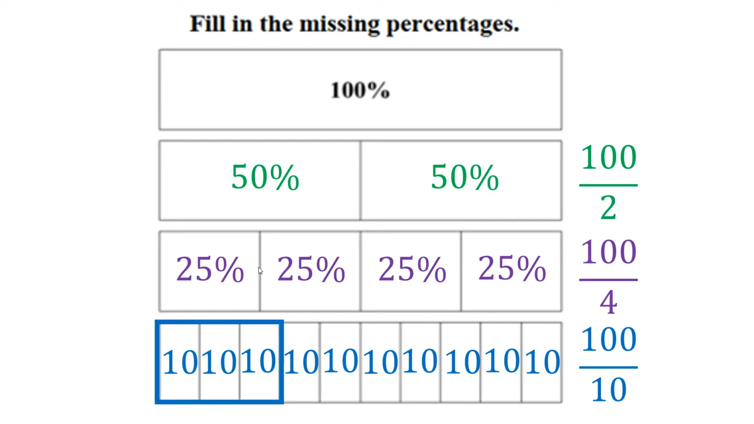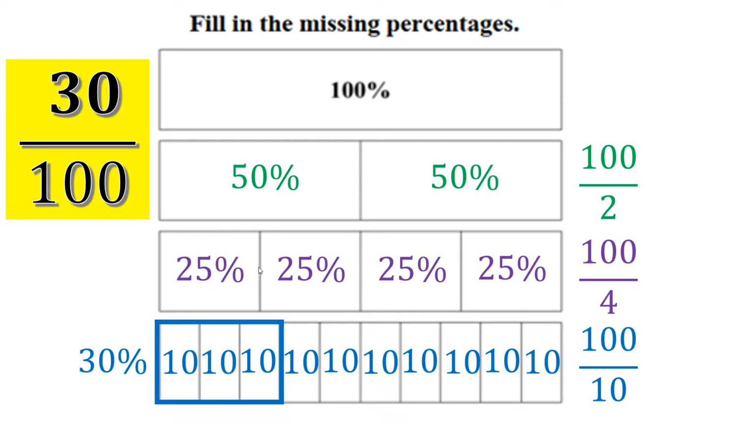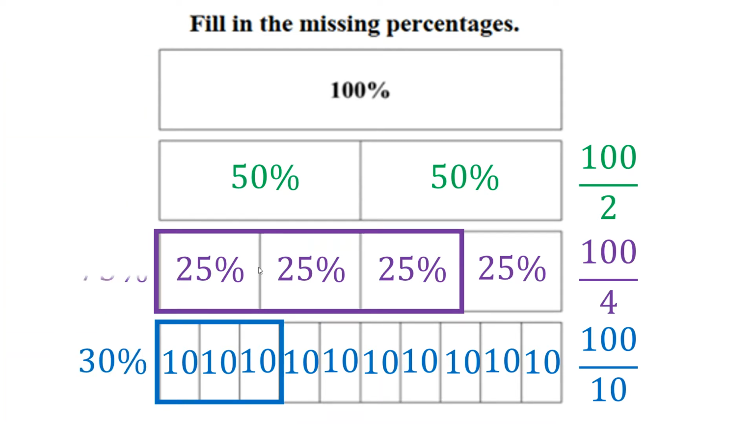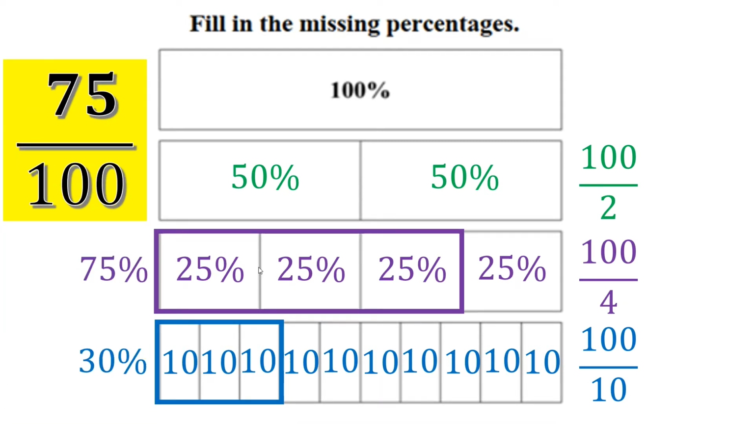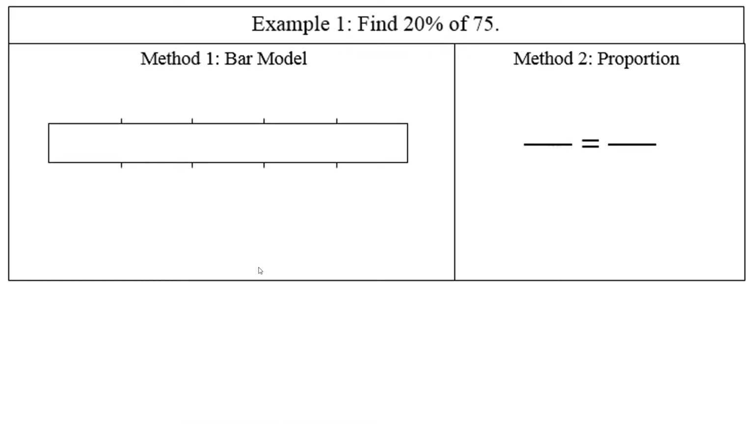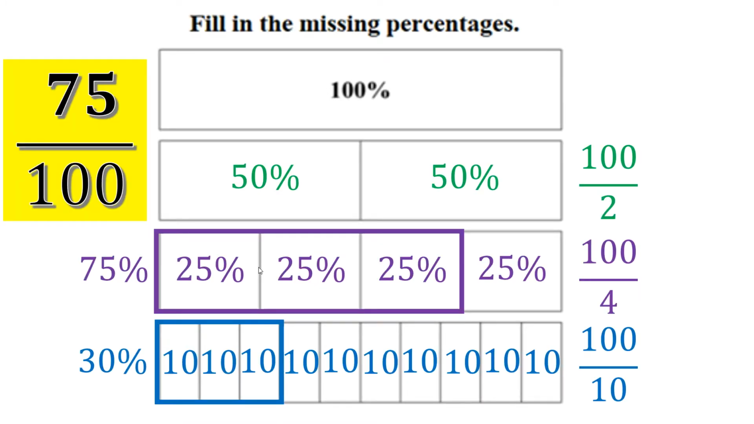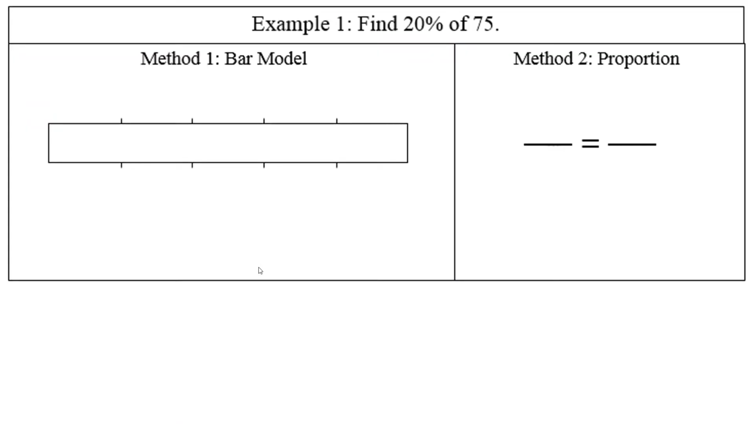So how much of a percent is this? That would be 30%. 30 over 100, 30%. Here, this would be 75%, 75 over 100. So we're going to be using this concept of percents as bar models, in order to do the examples in the notes on the inside.